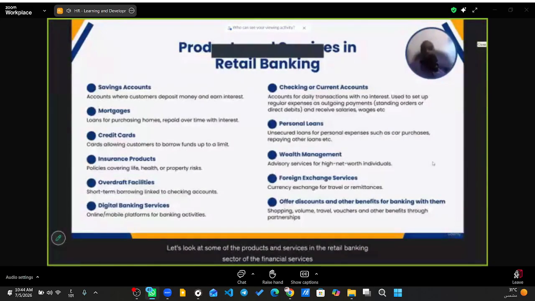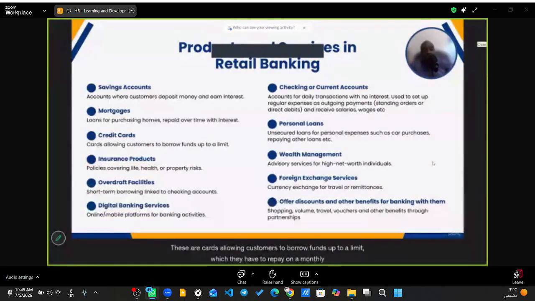Welcome. Let's look at some of the products and services in the retail banking sector of the financial services industry. Savings accounts where customers deposit money and earn interest. There are various types of savings accounts. They depend on duration, the amount you put in, how much you can access the funds, how much interest you agree with the bank, and so many other things. Mortgages. Loans for purchasing homes mainly, repaid over time with interest.